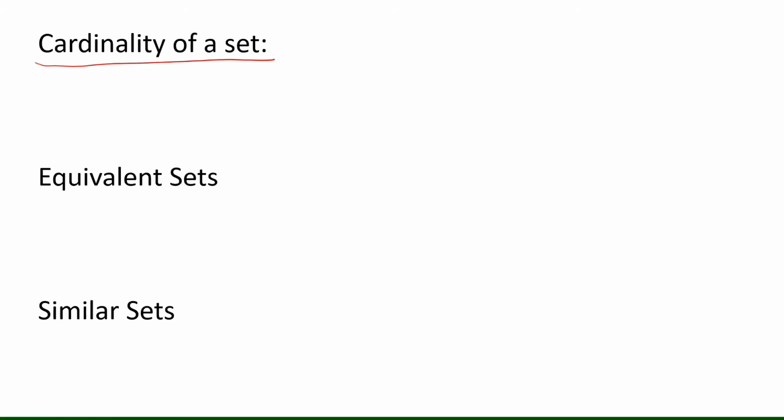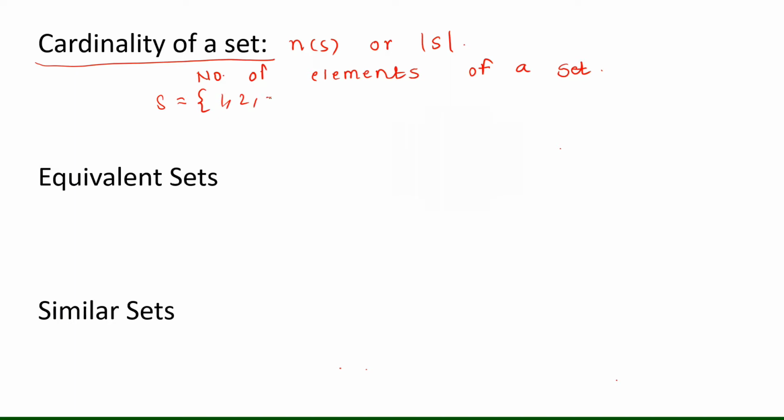Cardinality of a set. Now, cardinality of a set is the number of elements in a set. And it is denoted by n of S or mod of S. So, suppose you have set S with 1 to 10 elements in it, then n of S would be 10 because S contains 10 elements in it. And this is not in the syllabus, but n of R is the continuum number C.